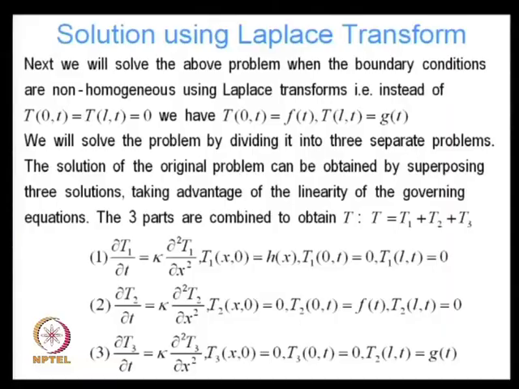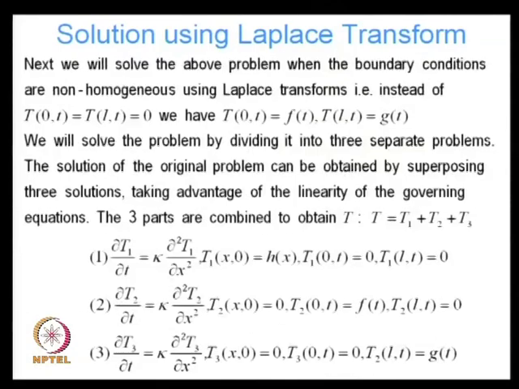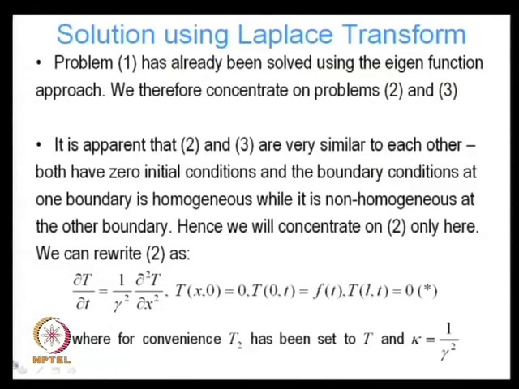So, I am going to remove that subscript 2, and I am going to replace kappa by 1 by gamma square. Then I have these boundary conditions and initial conditions. So, homogeneous initial conditions, non-homogeneous boundary condition at end 0, homogeneous boundary condition at end L, and I am going to solve that problem.